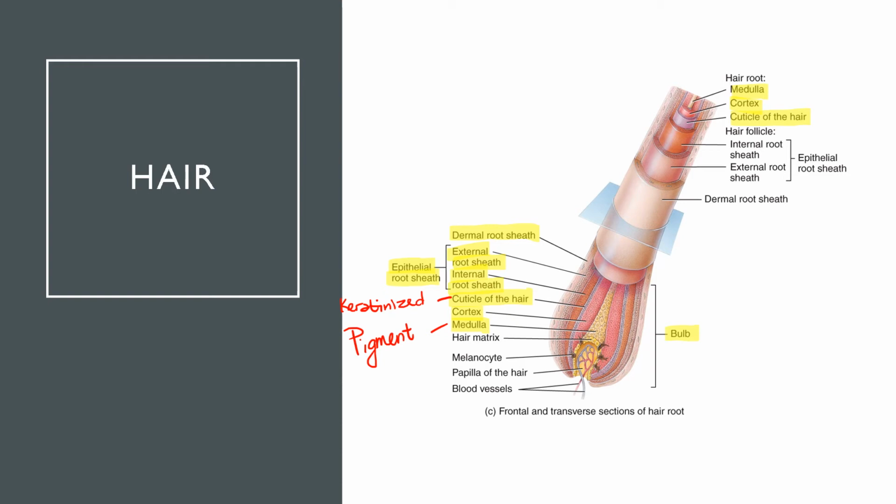So this all works to protect that follicle. Here we can also see the papilla of the hair. The papilla is really essential for hair growth in general, but really the follicle growing itself. So it plays a really important role in regulating the hair growth cycle. You can see the blood vessels are also coming into the papilla of the hair as well.